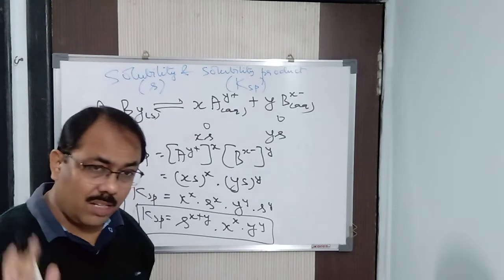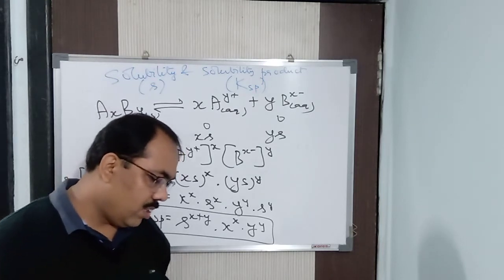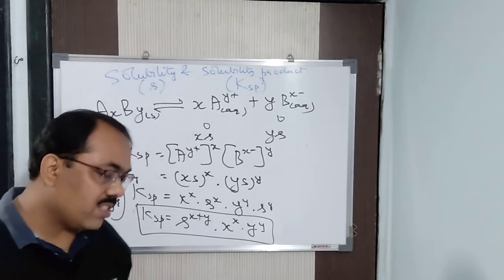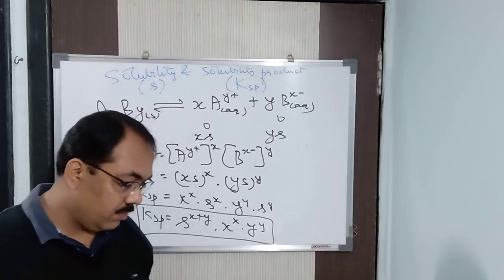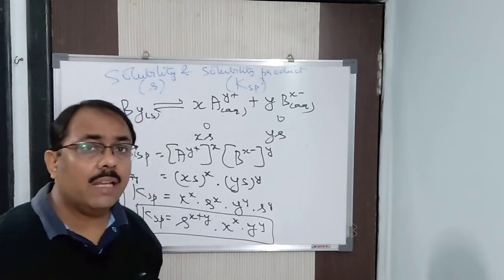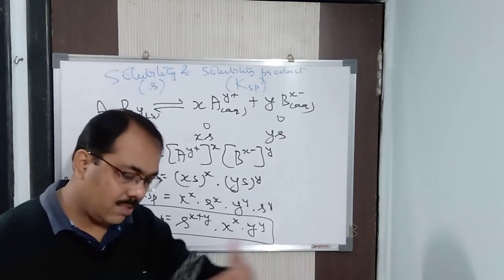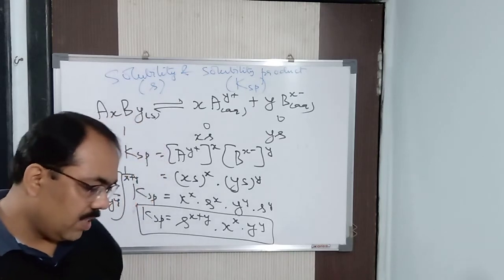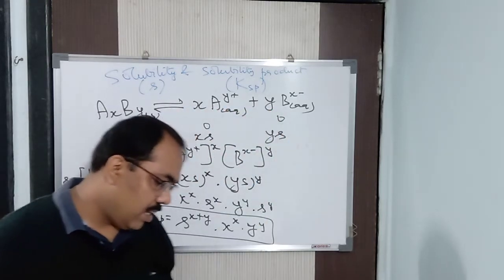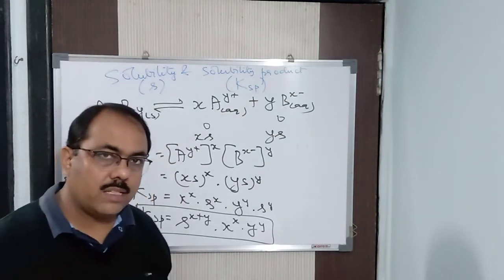Mind it. Listen carefully. On the other hand, solubility product has a restricted meaning. It is applied to a saturated solution only, as I just said, in which there exists a dynamic equilibrium between the salt and the ions. That is, between the undissolved salt and the ions present in the solution, there exists an equilibrium.